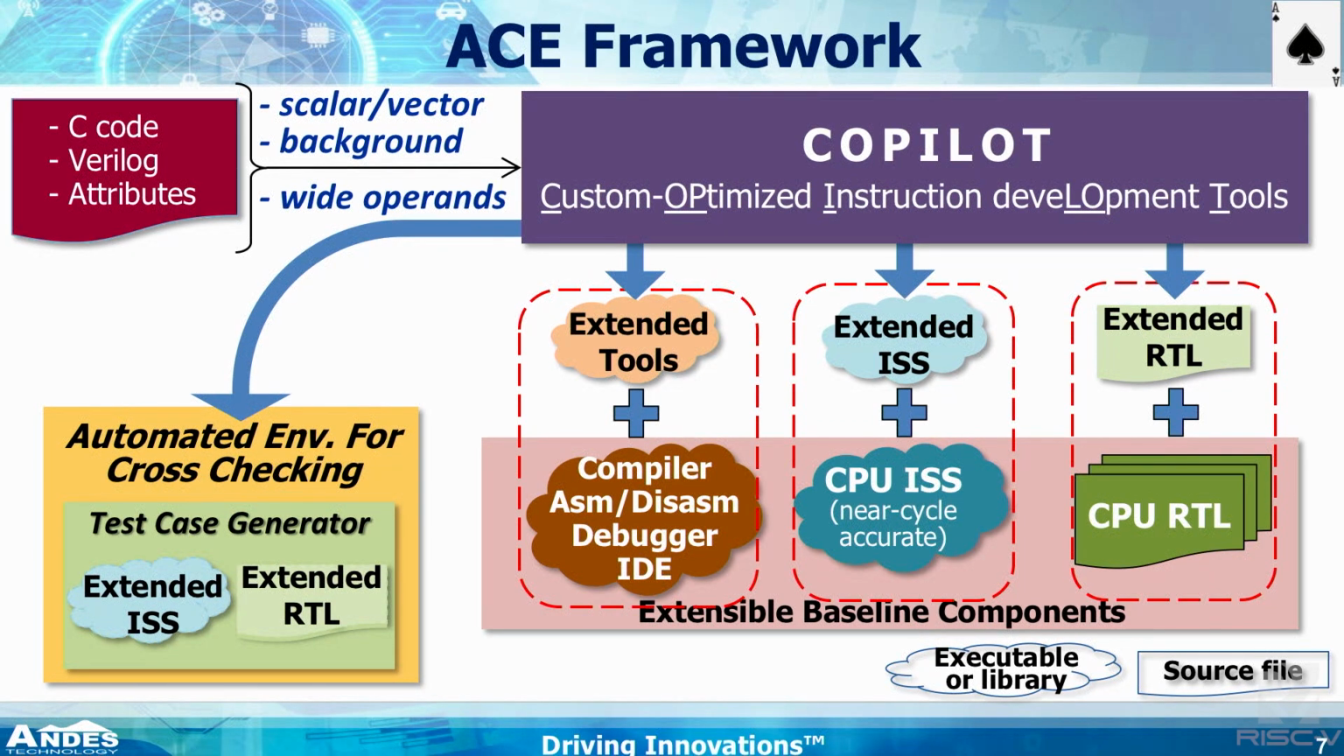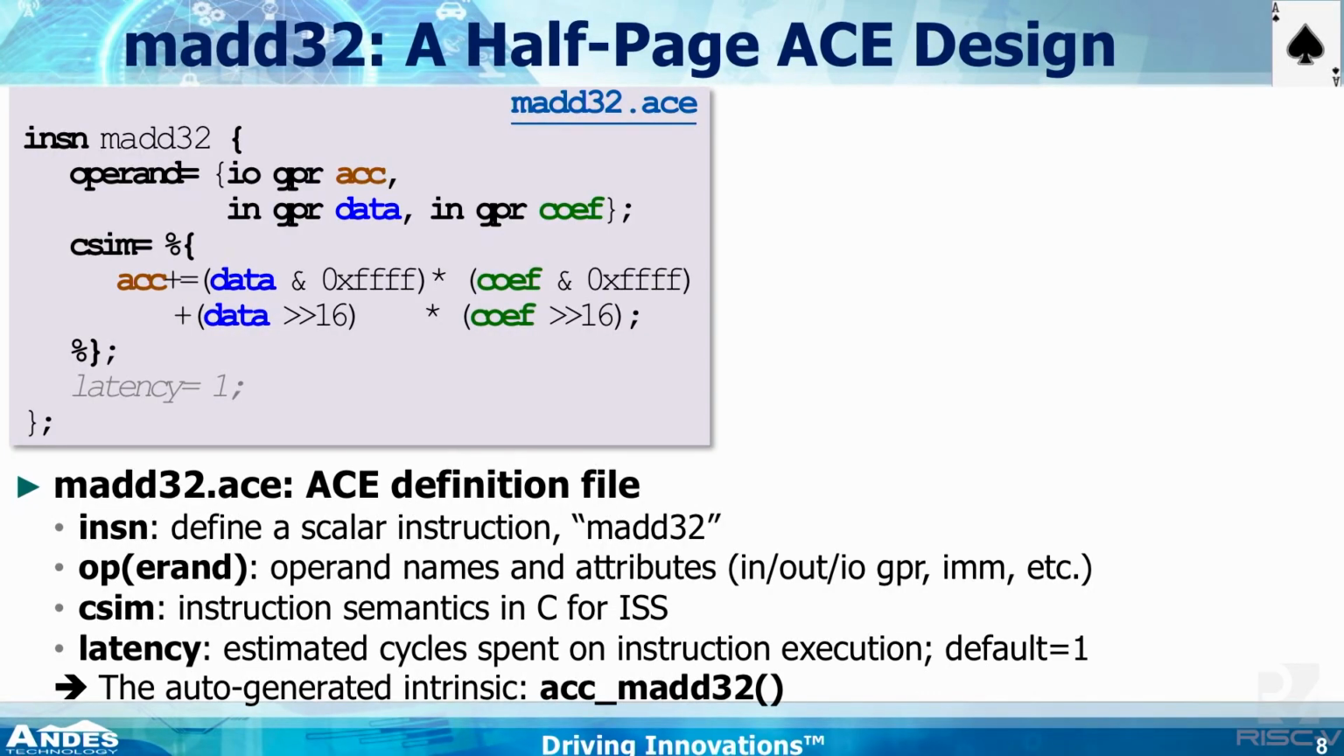We also provide an automatic cross-checking environment, because we ask customers to define instruction semantics based on C and also the RTL design based on Verilog, so we can automatically put together the cross-checking environment for the customer. So Mat32 will take 2 integer numbers and 16-bit portions, multiply them, and add into the first operand. The first operand is input and output accumulator, ACC, from GPR, and the 2 inputs are also from GPR. That's all you need to write.